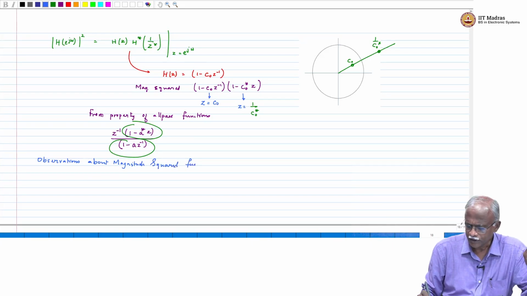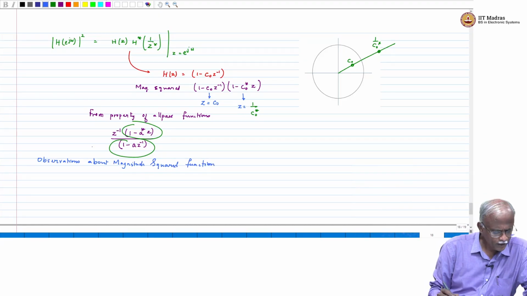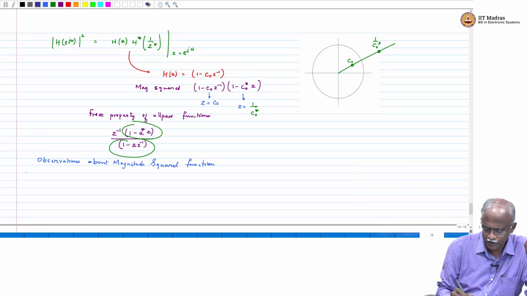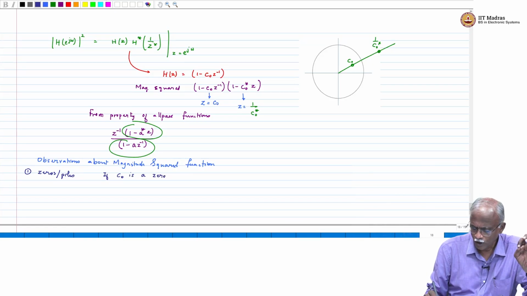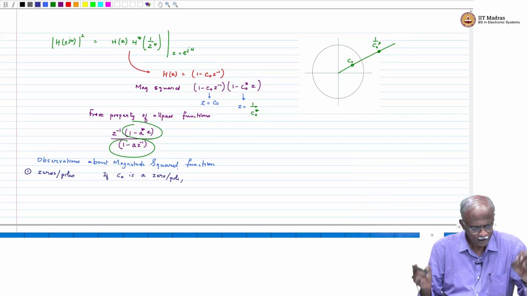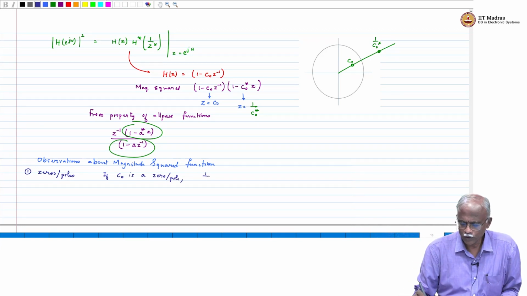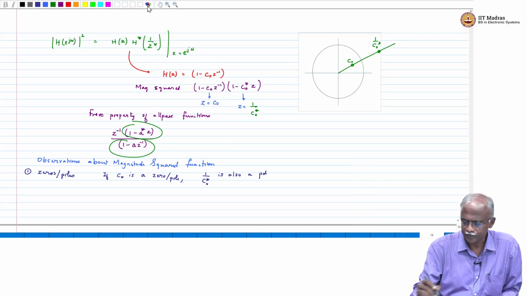Magnitude squared function. Okay, here it is. Let us first make an observation about zeros and poles. If C naught is a zero or a pole, the magnitude squared transfer function will also have a zero or a pole at 1 over C naught conjugate.